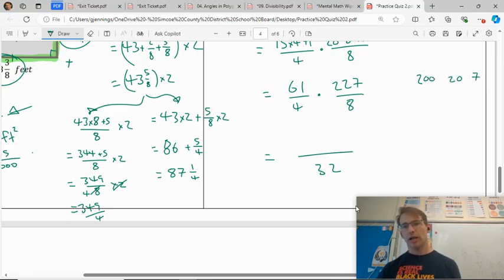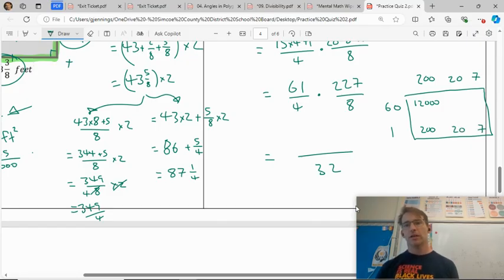227 multiplied by 61. Do these as an area. That way you can learn to do them in your head. This will be 12,000. This is 200 times 60. This is 20 and this is 7. Okay, and then this is 20 times 60. This is 1,200. And then this is 420. 420 is in there. Hilarious. Okay, and then add all those up.